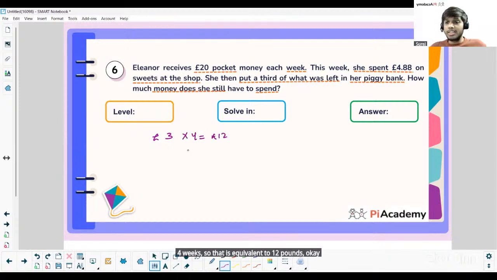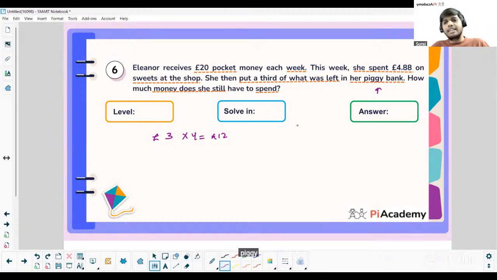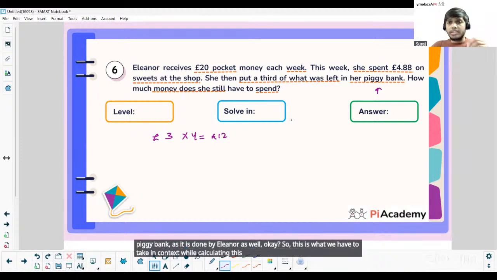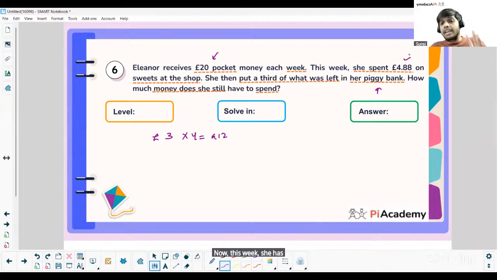Okay. So this way, if you are going to save all of this money, you will be saving it with the help of a piggy bank, as it is done by Eleanor as well. So this is what we have to take in context while calculating this type of question. It says she is receiving £20 pocket money each week. Now, this week she has spent £4.88.